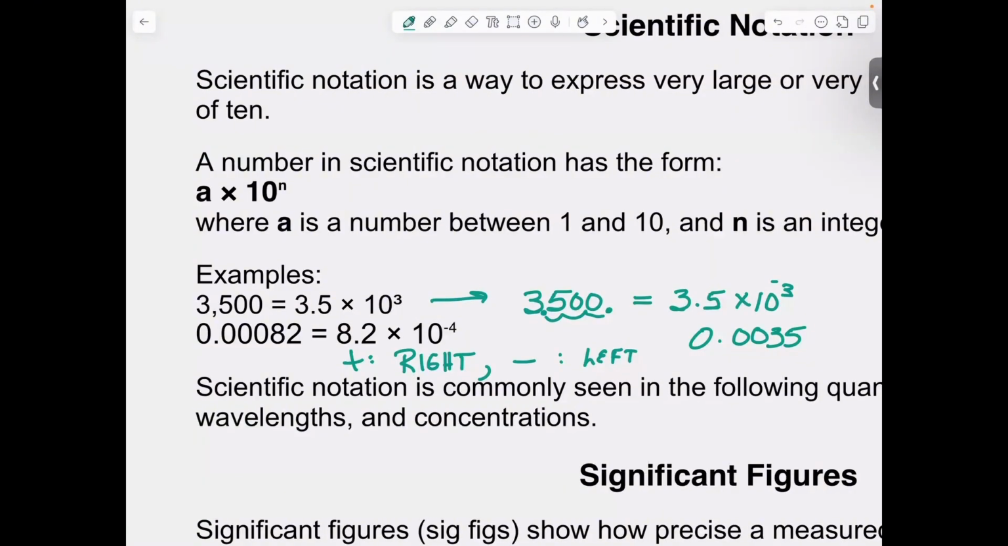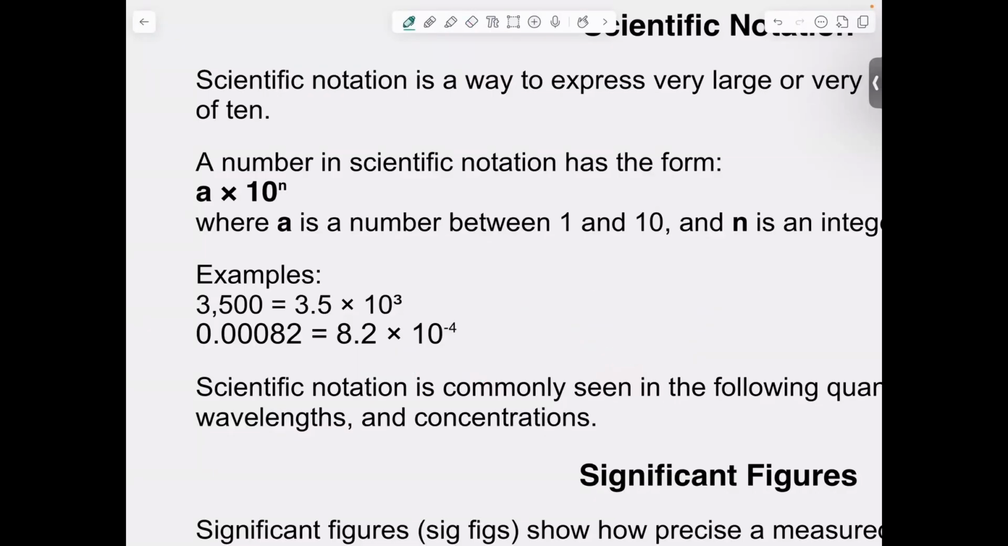Now in the second example, take 8.2 times 10 to the -4. I'll demonstrate how you get 8.2 times 10 to the -4 over to that particular answer. So you take 8.2. My pen just wants to be a little stubborn today. There we go. 8.2 times 10 to the -4.